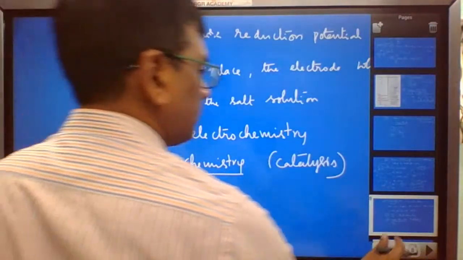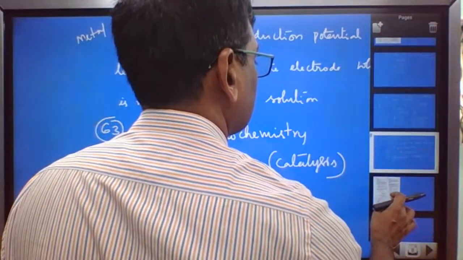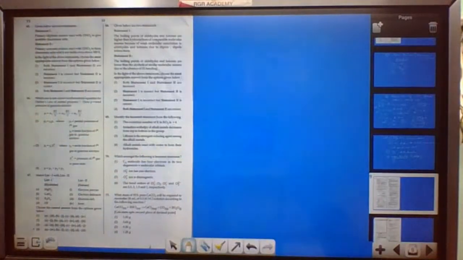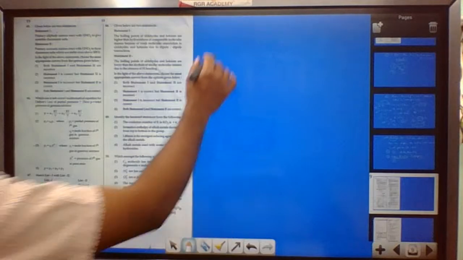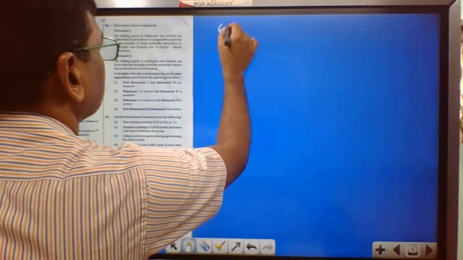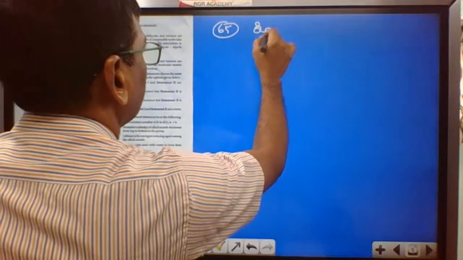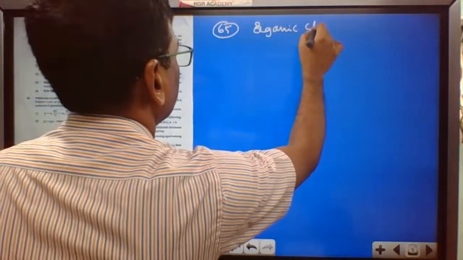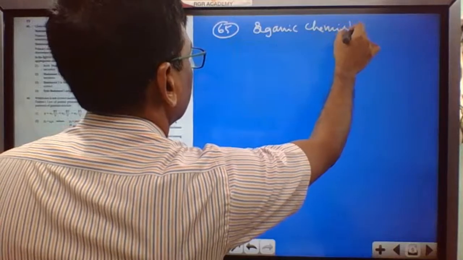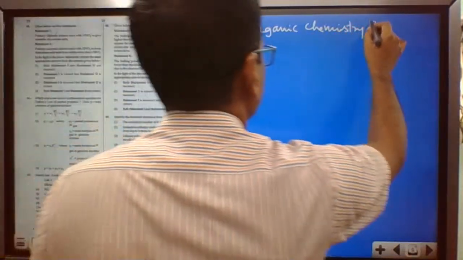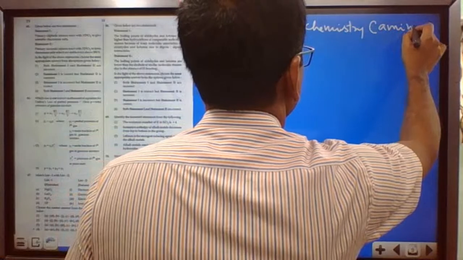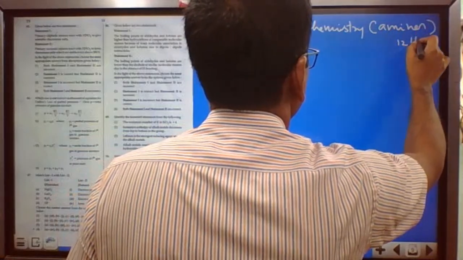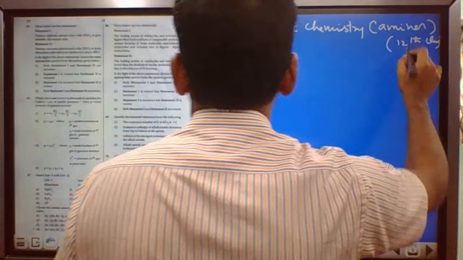So we have completed the second page. We are going to the third page. Question number 65. It is given from organic chemistry, and from amines of 12th class.